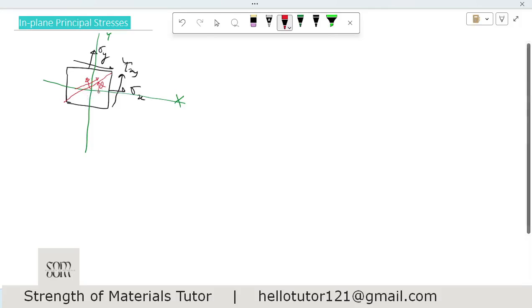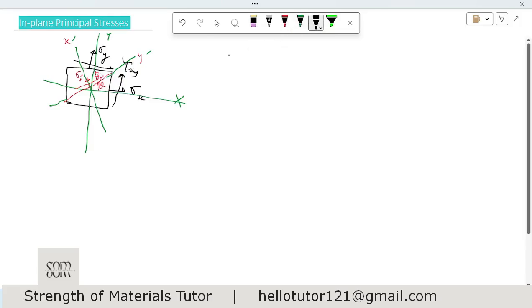And let us say this plane is with respect to x prime and y prime, okay? Then we know these stresses. This normal stress is going to be sigma. For example, let us say this is x prime and this is y prime. Then this is going to be sigma x prime and this shear stress on the red plane is going to be tau x prime y prime, okay?